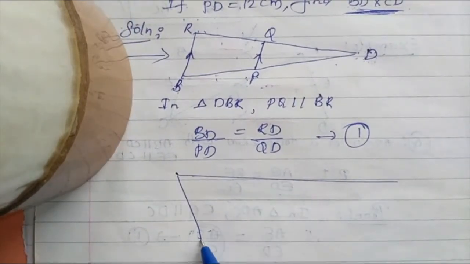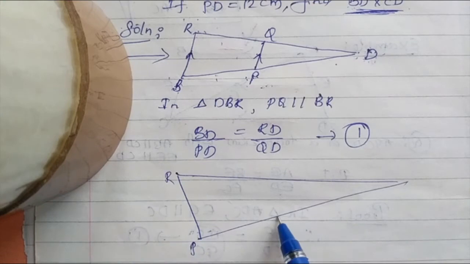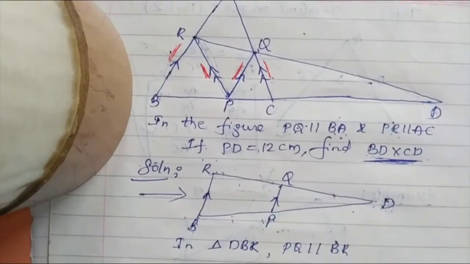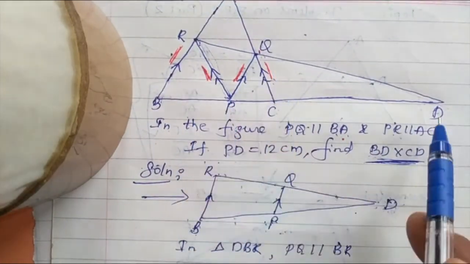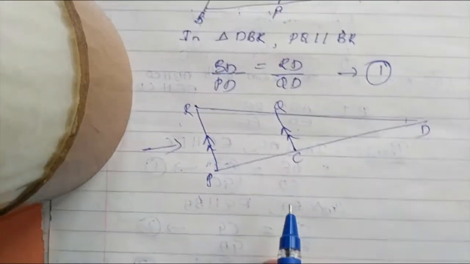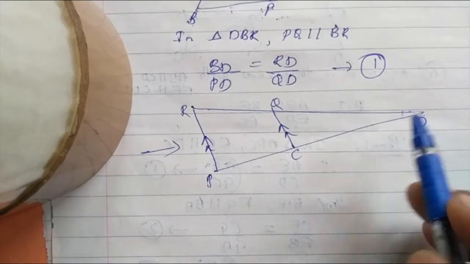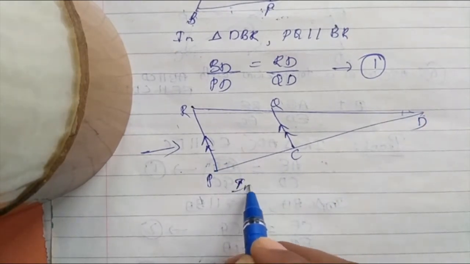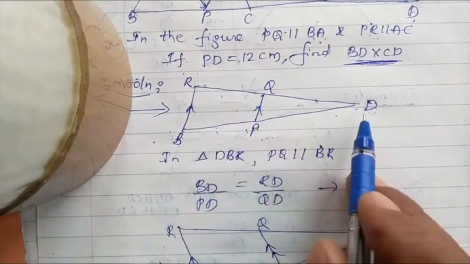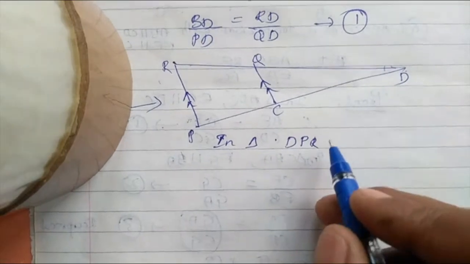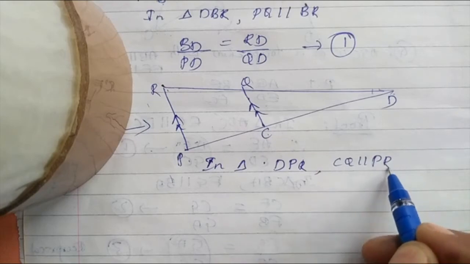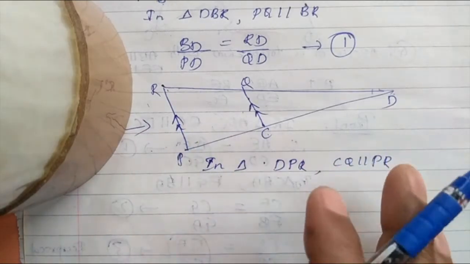This is the diagram. PR, CQ, and a D here. Look at PR, CQ, and D. So here also, when you observe from this direction, from D you have to start. The triangle name is triangle DPR. Before it was triangle DBR, now DPR. In triangle DPR, CQ is parallel to PR. When two lines are parallel in a triangle, you can use BPT.